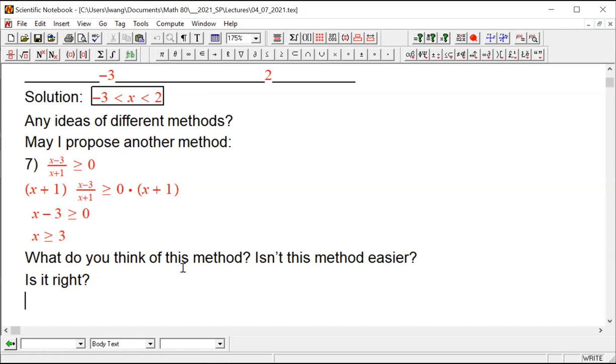Is it right? No comments? How do you determine it's right or wrong?